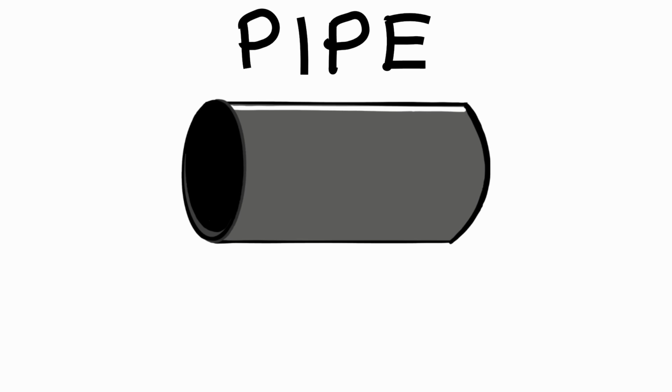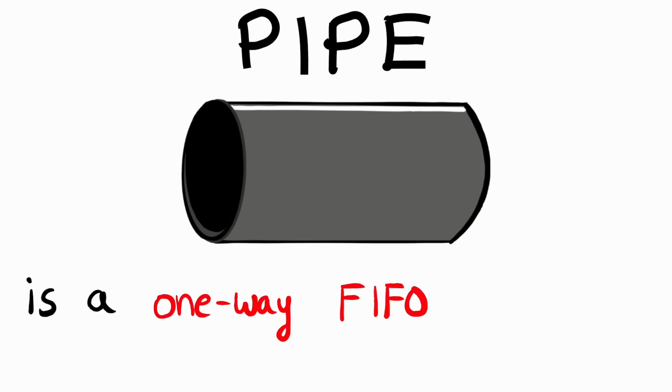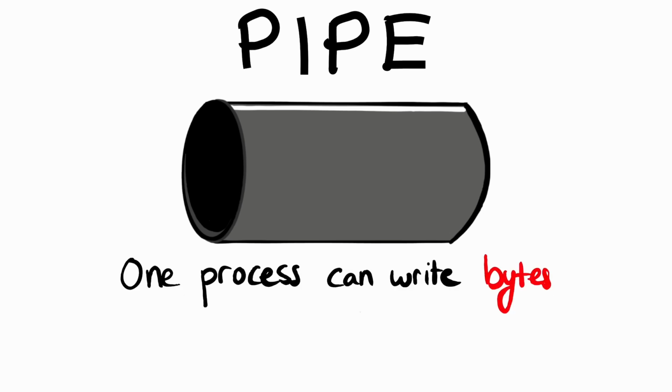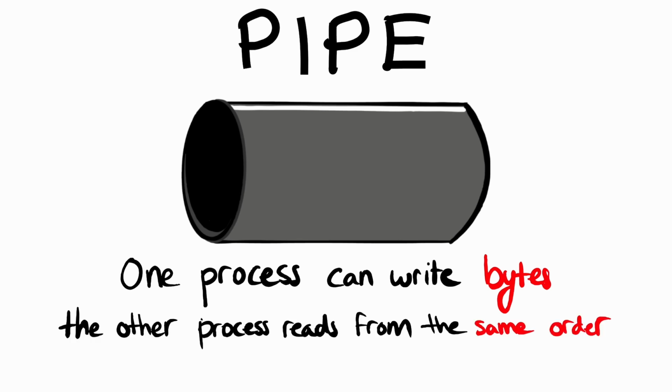So let's start with the official definition of a pipe. A pipe is a one-way, first in, first out communication channel that can be used between two processes. That means one process can write bytes into the pipe, and whenever the other process decides to read, it will read them in the same order, from earliest to latest. That process then gets to do whatever it wants with that data. This is what makes pipes unidirectional. Data flows in one direction only.